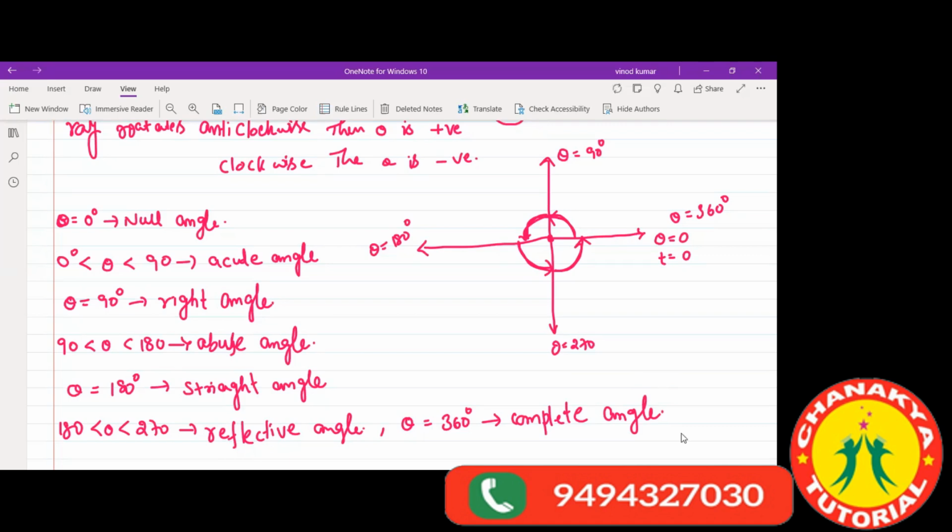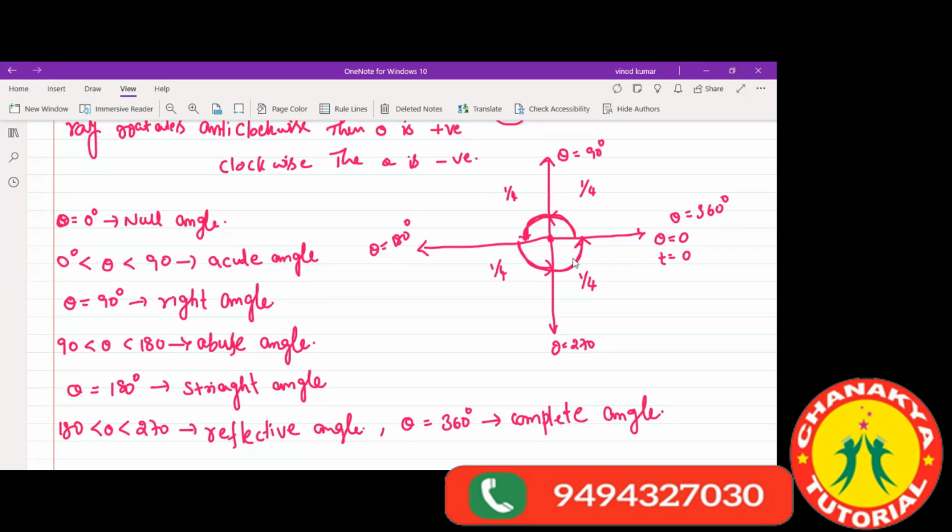Here, this is the first 1/4 rotation. This is also a 1/4 rotation, and this, and this. In all, 1/4 plus 1/4 plus 1/4 plus 1/4 equals 4/4, which is nothing but 1. The one rotation is called 360 degrees.